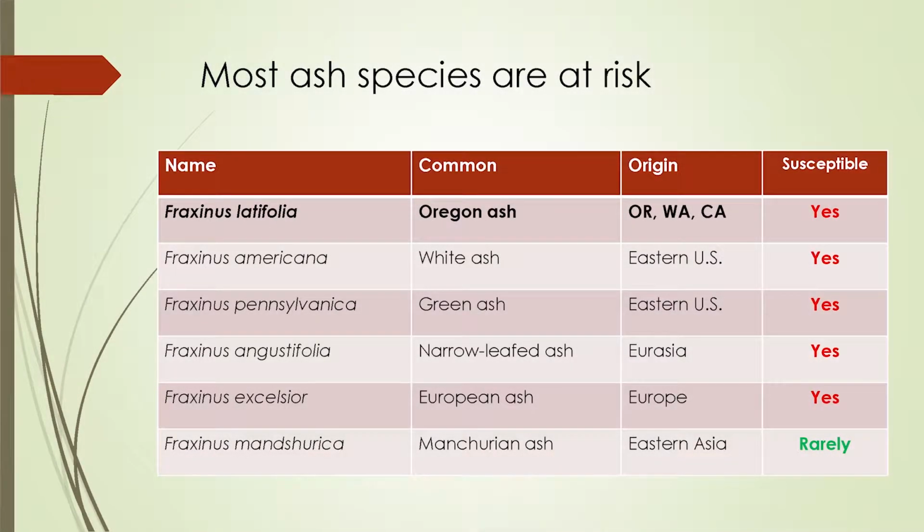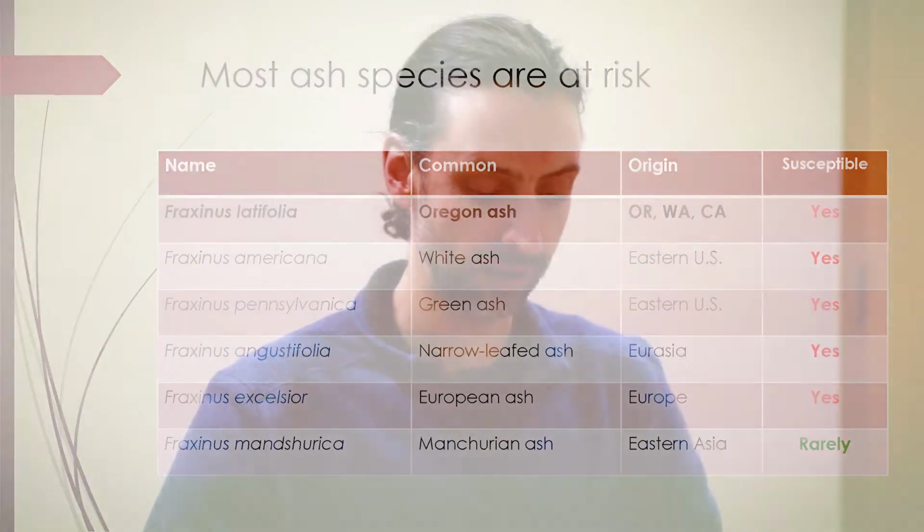Here is a table showing the most common ash in Oregon and their level of susceptibility to emerald ash borer. Green ash, white ash, as well as a couple of European species are all highly susceptible. One Asian species, Manchurian ash, is produced by Oregon nurseries. It has co-evolved with emerald ash borer and is rarely killed except when damaged or stressed.